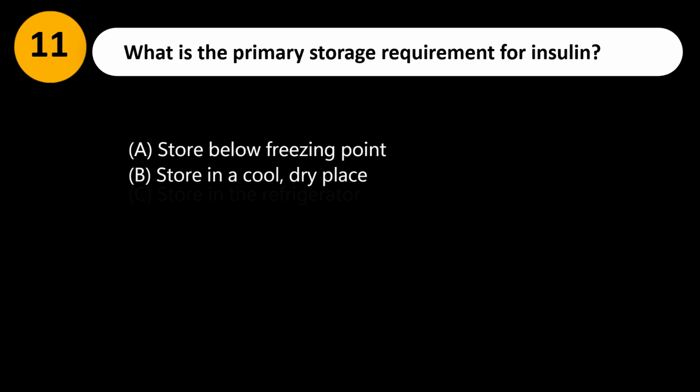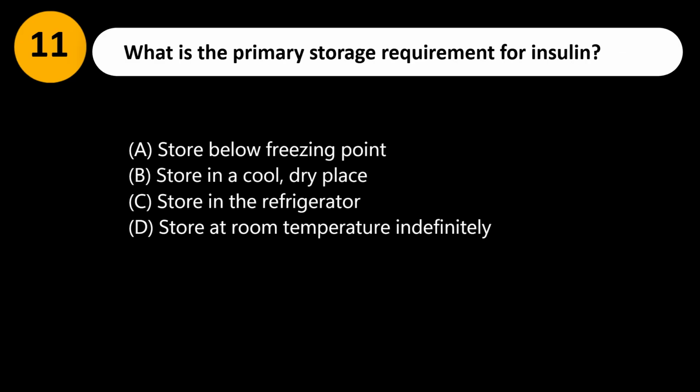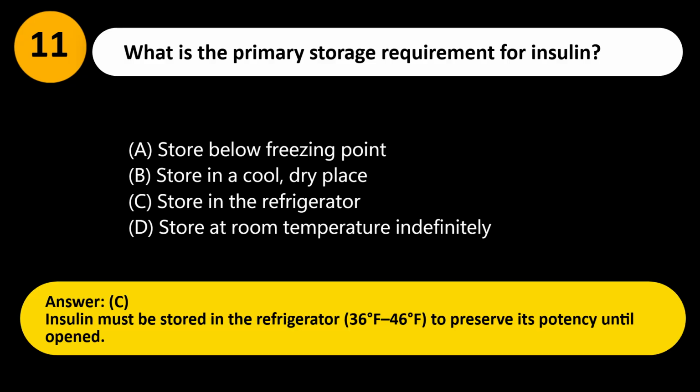What is the primary storage requirement for insulin? A. Store below freezing point. B. Store in a cool, dry place. C. Store in the refrigerator. D. Store at room temperature indefinitely. Answer, C. Insulin must be stored in the refrigerator, 36 to 46 degrees Fahrenheit, to preserve its potency until opened.